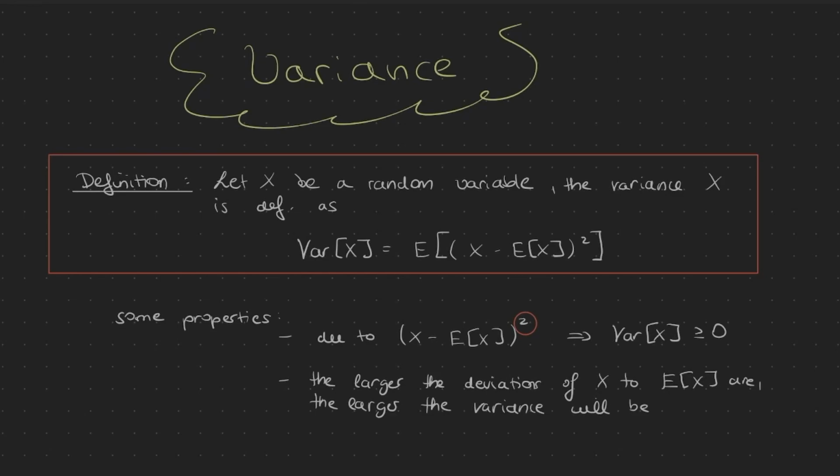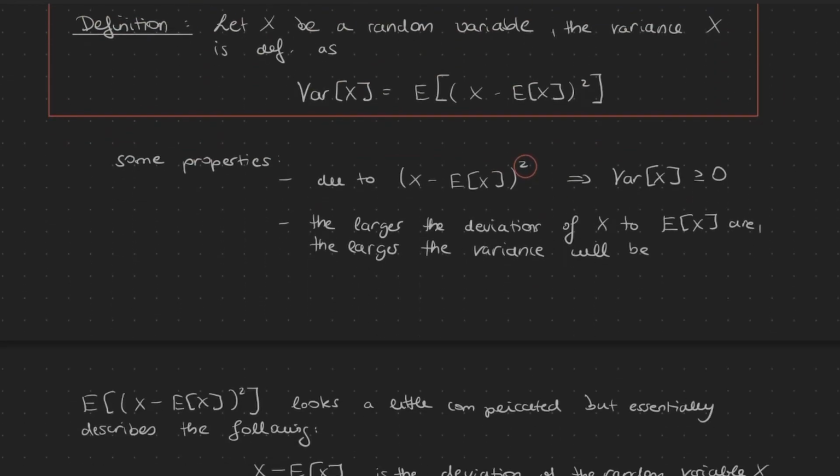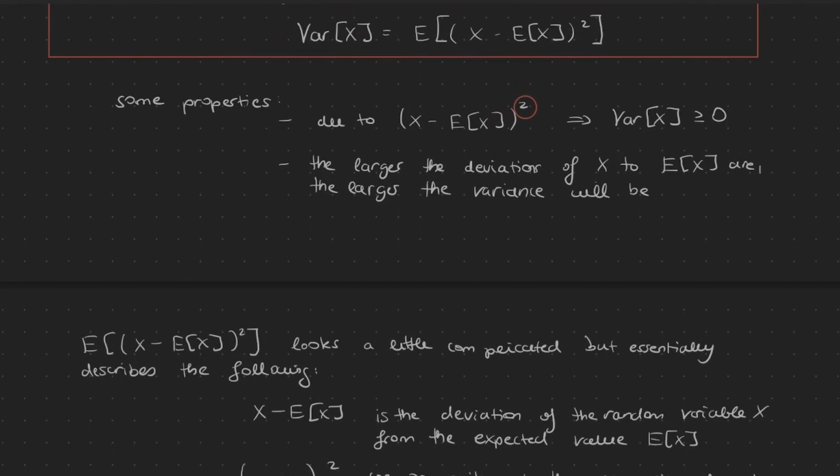Some properties to mention straight away are that since we are looking at squared deviations, we can deduce from that the variance must be greater or equal to 0. We will talk in a second about this and why this is required. Also, the larger the deviations of x to the expected value of x is, the larger the variance will be. That maybe sounded too complicated, so let's break it down part by part.